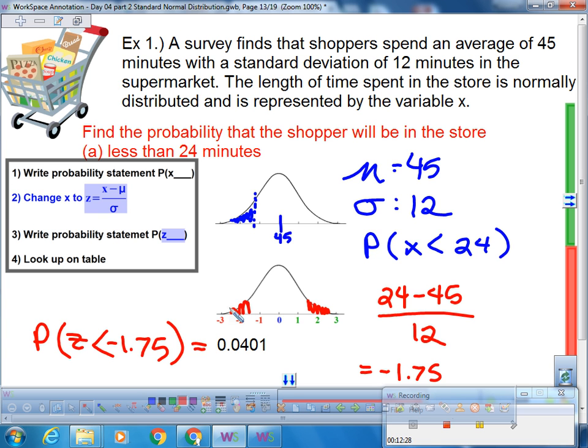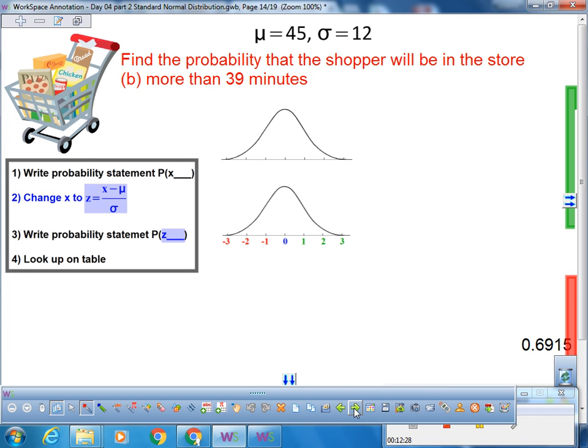Now, see, this is where I didn't want to confuse everybody. But if I want to know the area to the right of a curve, couldn't I? So let's say I want to know the z-score. Let me pull something else up real quick. Let's see. More than 39 minutes. So I'm going to do that with this example. I'm going to use the opposite. So find the probability that the shopper will be in the store more than 39 minutes.